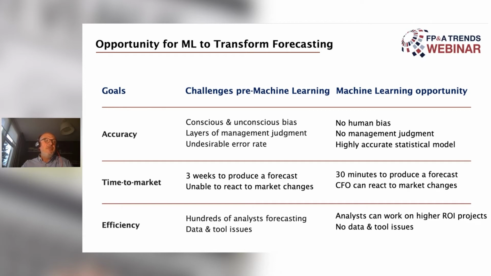And then efficiency. I talked about the previous slides where we put hundreds of hours in there. And when you look to the right-hand side of this slide, you can see what machine learning has given us. It's really the human bias that has been taken out, the efficiency of making a forecast really quick, and actually the analysts can work on projects that have a bigger impact for finance.